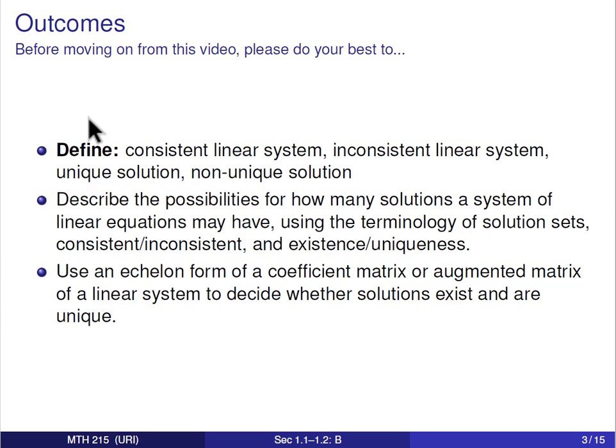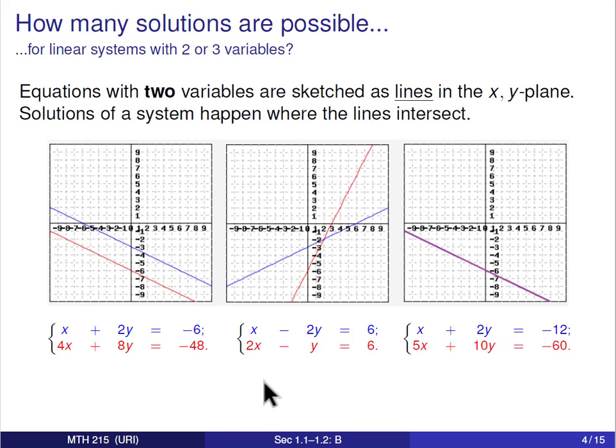All right, so before moving on from this video, here are a couple things that you ought to be able to do. You want to be able to define consistent linear systems, inconsistent linear systems, unique solutions, and non-unique solutions. And you want to be able to describe how many solutions a given system of linear equations might have using that terminology that you have mastered the definitions of. Okay, and echelon form will be very important for answering these questions, so we'll see how that happens.